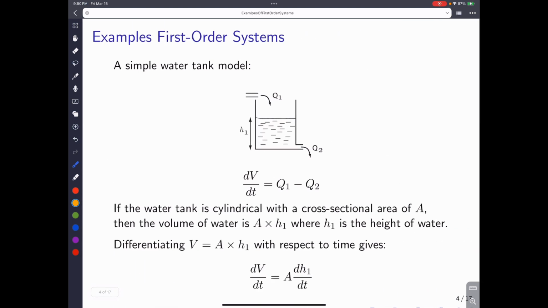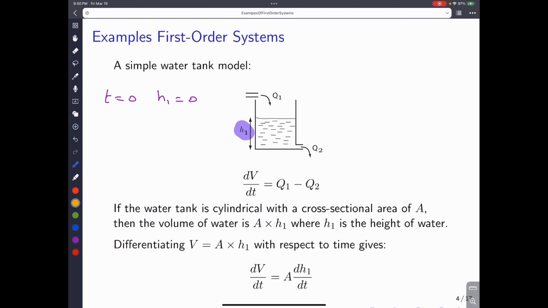Now the next thing I want to do is the following. I don't really want to measure how fast the volume changes. What I'm really interested in is how fast the height changes, H1. I'd really like to know how fast that changes, because you can imagine, let's say at time 0 the tank is empty. That means the height of water in the tank is 0.